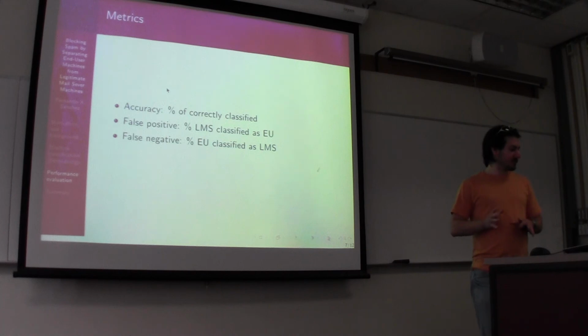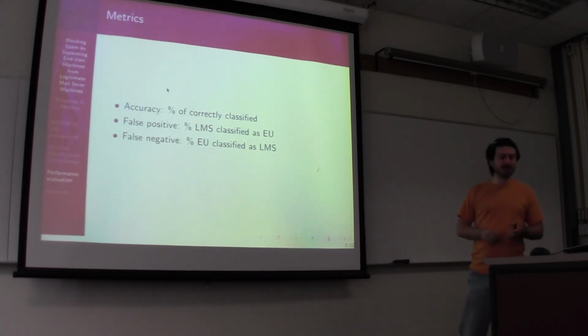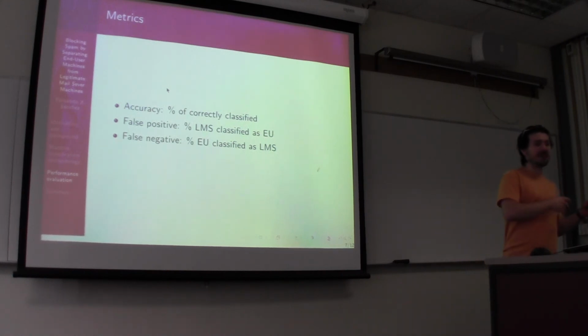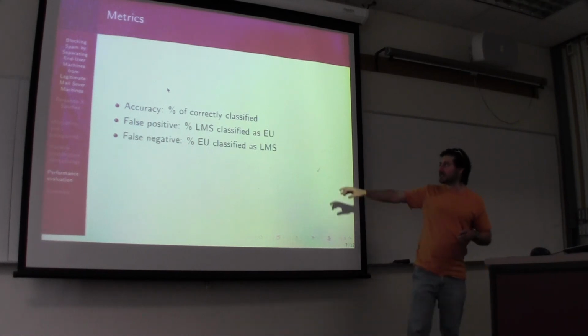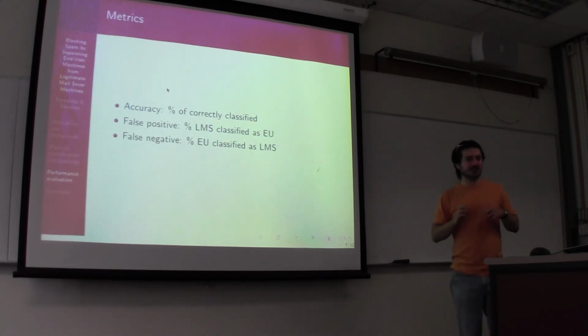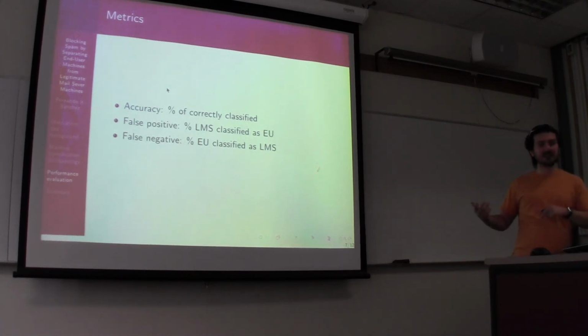Okay, so to have an idea of how we measure the performance of our system, we have three metrics. One is the accuracy, which is the percentage of correctly classified machines. That means how many legitimate servers were classified as legitimate servers and how many end-user machines were classified as end-user machines. False positive is the percentage of legitimate mail servers classified as end-user machines. This percentage is in reference to the total number of legitimate mail servers, not the total number of machines. The false negative is the percentage of end-user machines classified as legitimate mail servers.